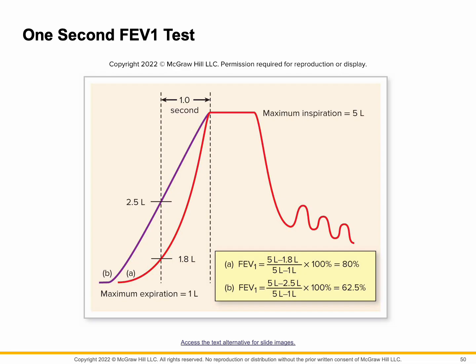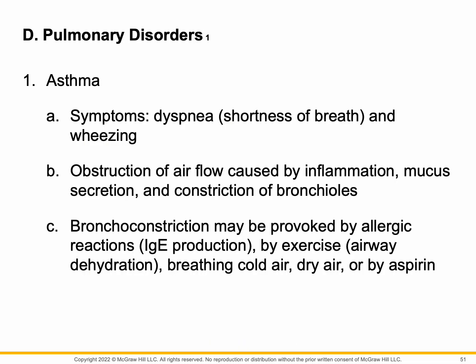In the normal case, for A, the amount of air exhaled in 1 second was 2.5 liters, or 80% of the vital capacity. But in case B, the amount of air exhaled in 1 second was 1.8 liters, or 62.5% of vital capacity. Now, asthma is a chronic inflammatory disease of the airways characterized by reversible airway obstruction, airway hyperresponsiveness, and recurrent episodes of wheezing, breathlessness, chest tightness, and coughing. These symptoms occur especially at nighttime or early in the morning, and sometimes involves increased mucus production.